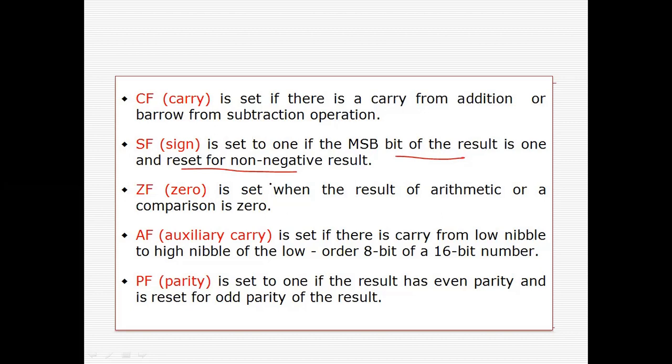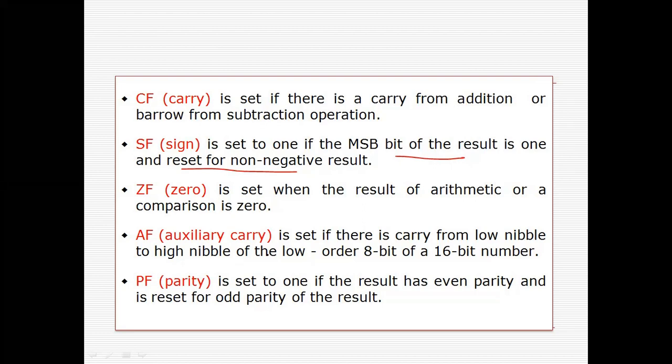Here the sign flag differentiates positive and negative numbers, signed and unsigned numbers. In signed numbers, the numbers are positive and negative. If the most significant bit of the result is 1, it will be viewed as a negative number; if not, it is a positive number. And then the zero flag: after performing any arithmetic and logical operation, if the result is 0, the zero flag is set, otherwise it is reset.